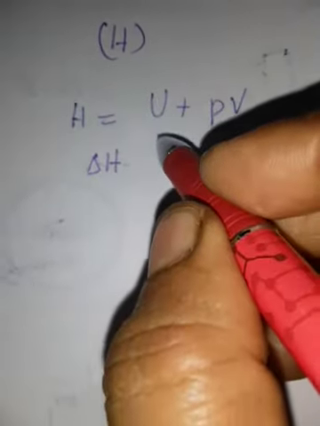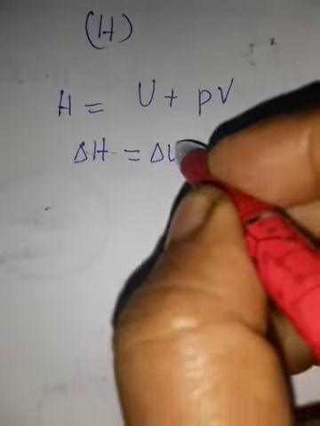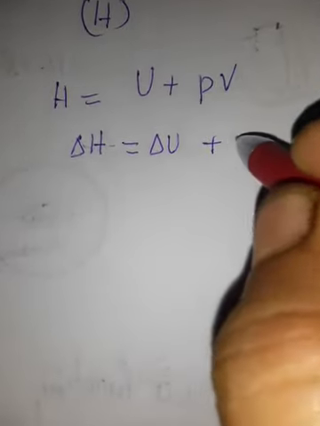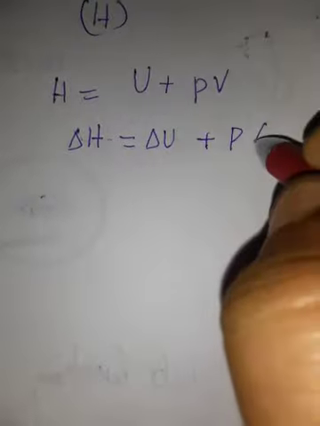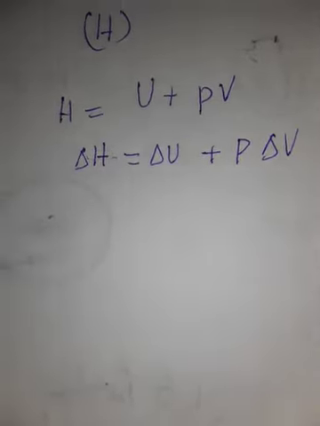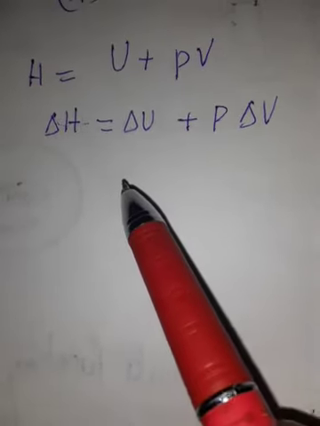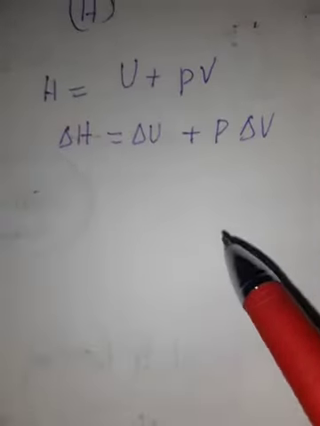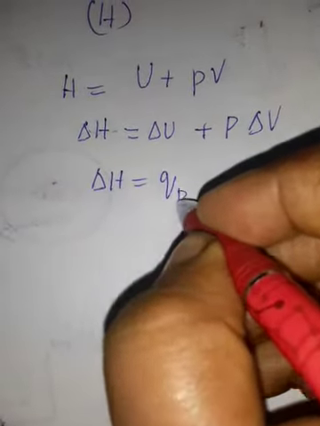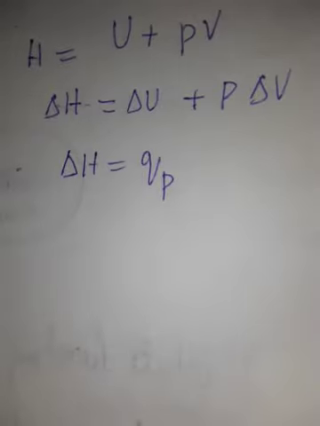So for a process between initial and the final states, del H is equal to del U, change in internal energy, plus pressure kept constant, and del V, change in volume. So the change in enthalpy is equal to the heat supplied. Del H is equal to the heat supplied at the constant pressure.